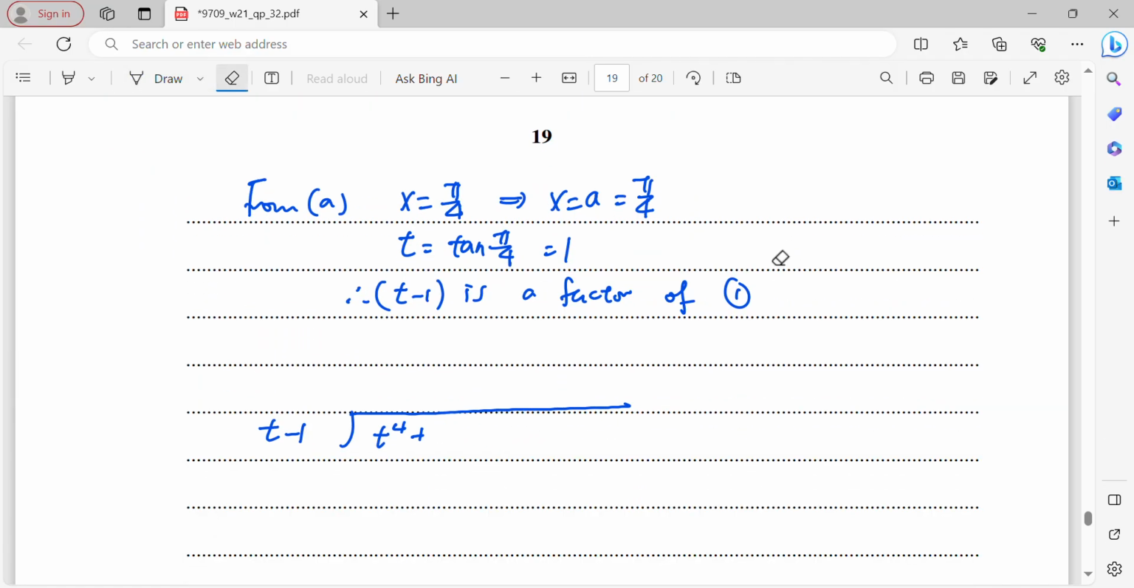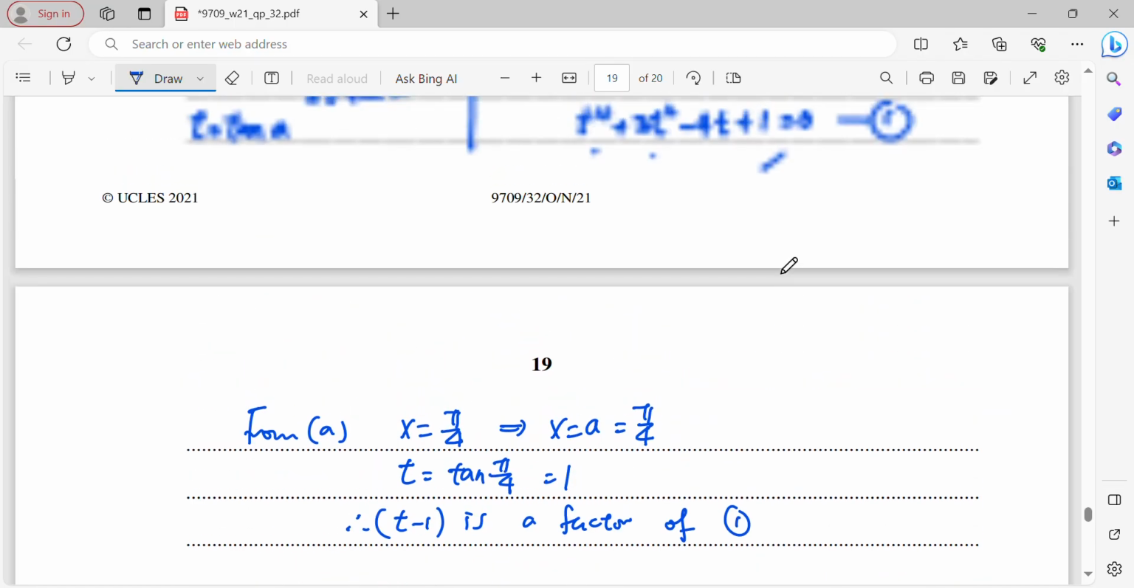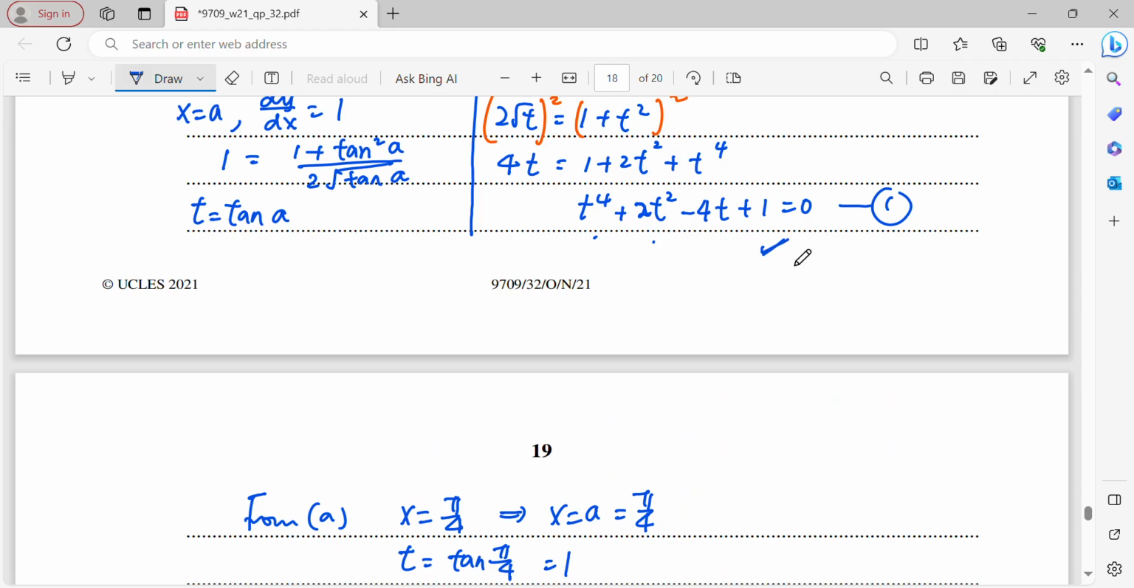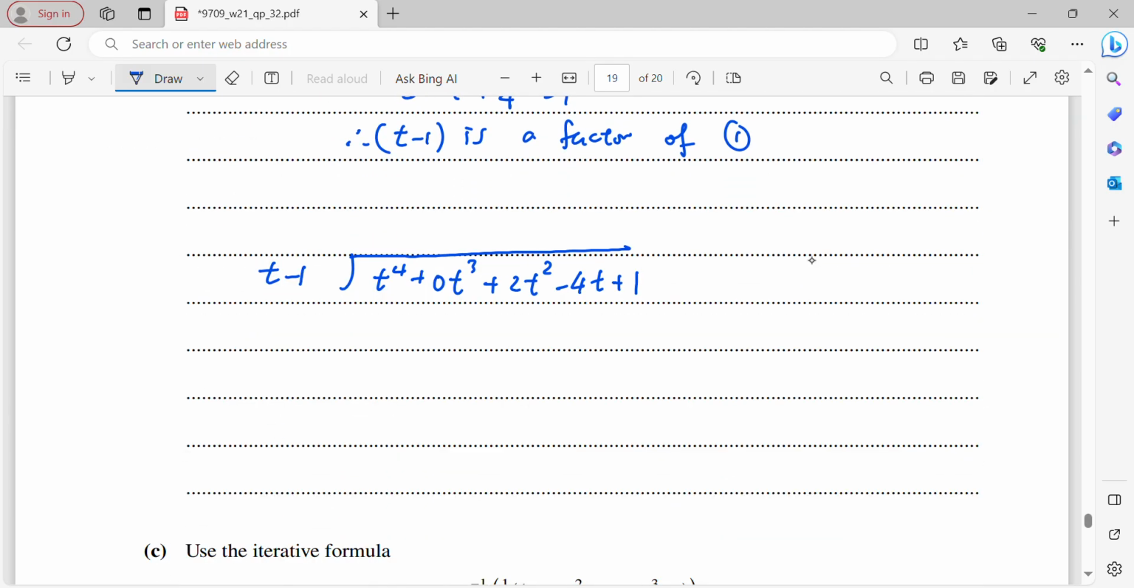So I will add on 0t cube plus 2t squared minus 4t plus 1. I get it from here, from the first equation. Then now, to get t degree 4 from t, I need to multiply with t degree 3. That means you'll be getting t degree 4 minus t degree 3. Then when you subtract, 0t cube minus minus 1t cube, it will be 1t cube.